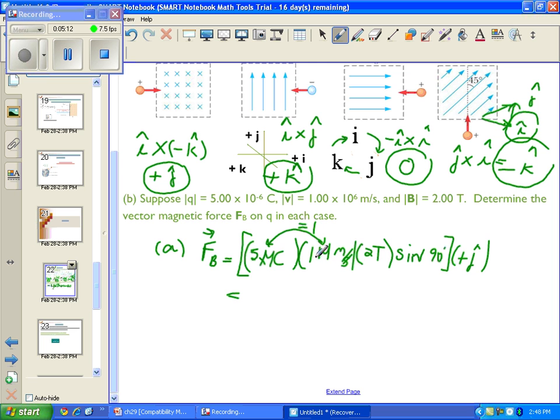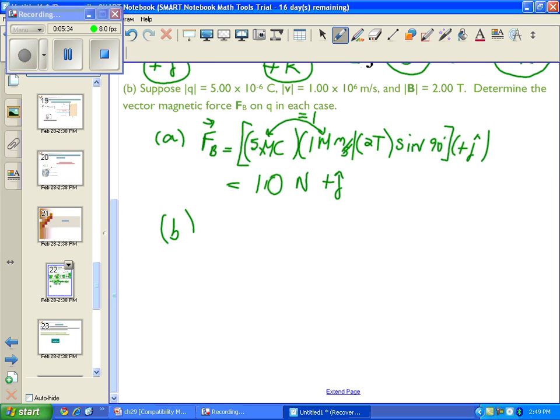5 times 1 times 10 to the 0 is 5, times 2 is 10, times 1, sine of 90, we get 10 newtons in the positive J hat direction. In the case of B, we're still going to have the same magnitude of 10 newtons because the sine is still 90 degrees, except that we decided the direction based on the cyclical permutation of I hat, J hat, and K hat was positive K hat.